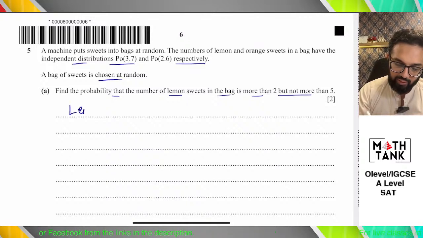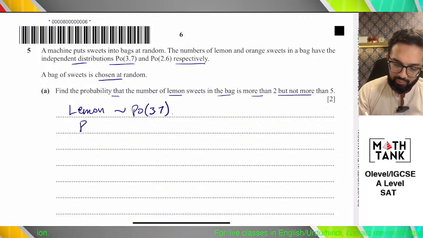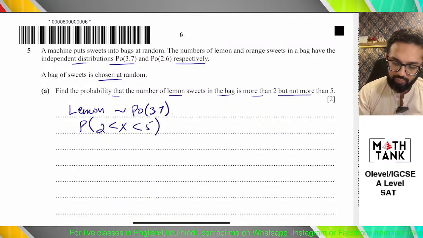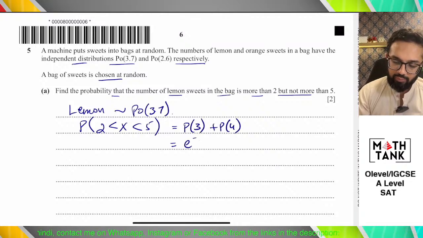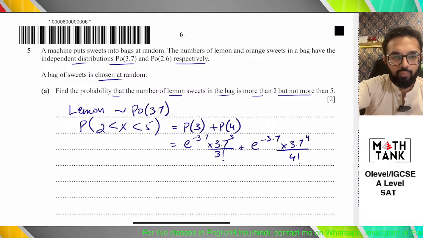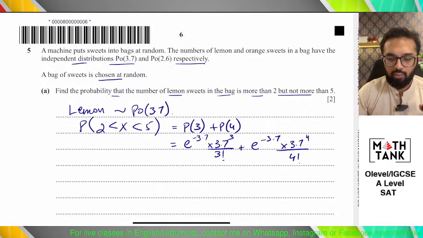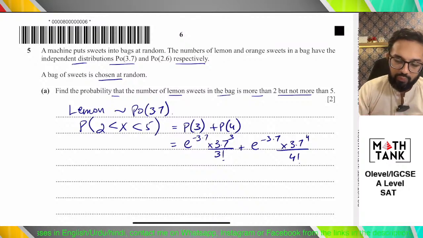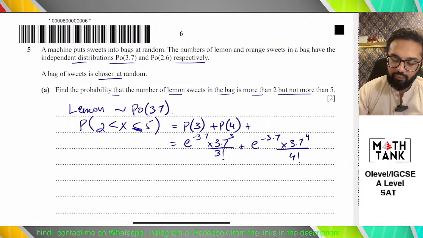Okay, so lemon has a Poisson distribution with 3.7. More than 2, not more than 5. Probability of 3 plus probability of 4: e to the power minus 3.7 into 3.7 cubed over 3 factorial plus e to the power minus 3.7 into 3.7 to the power 4 over 4 factorial. Not more than 5, so it should also include 5.